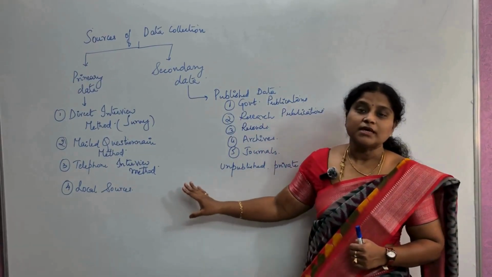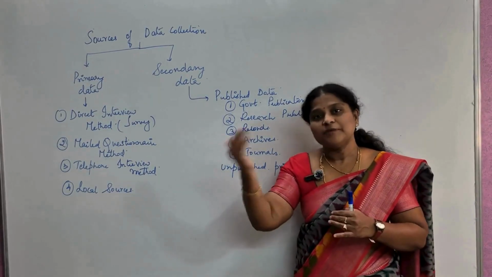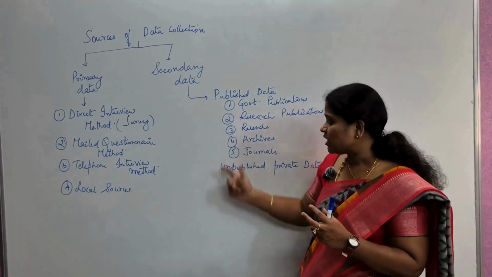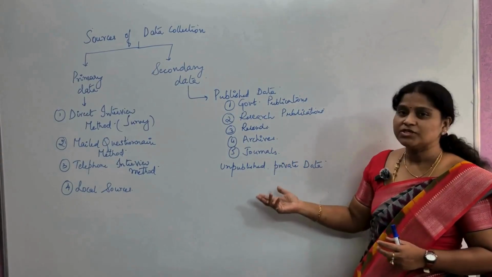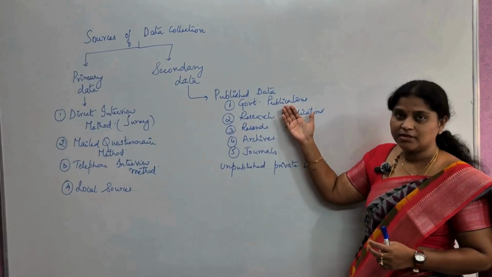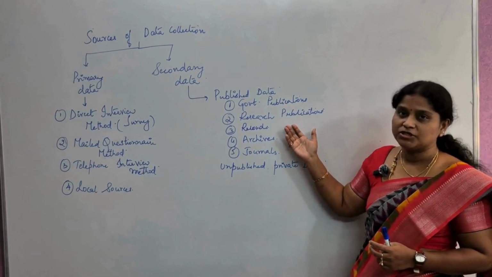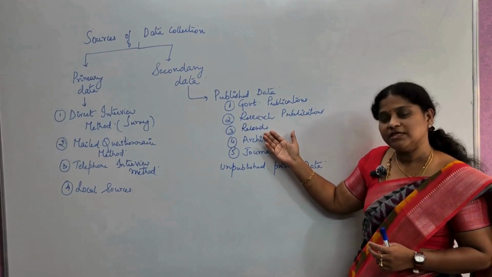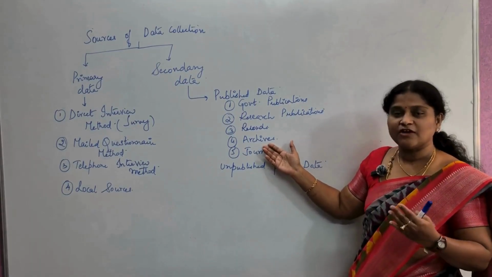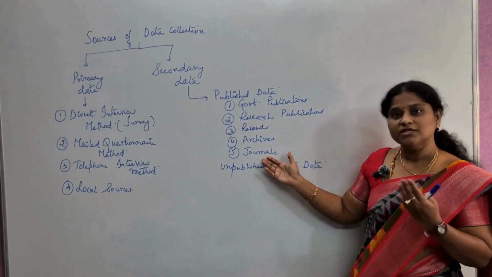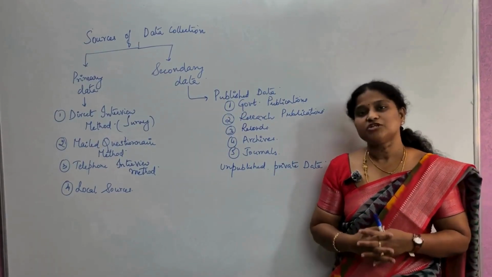The second one is secondary data. Secondary data is the data that is collected from another primary data. It will be of 2 types. The first one is published data. The second one is unpublished data. Published data can be like government publications that the central government of India or the state governments have released. The second one is research publications. The third one is the records that have been maintained in certain departments of government. The fourth one is archives that have been stored. The last one is journals that they maintain up to date. The next one is unpublished private data.